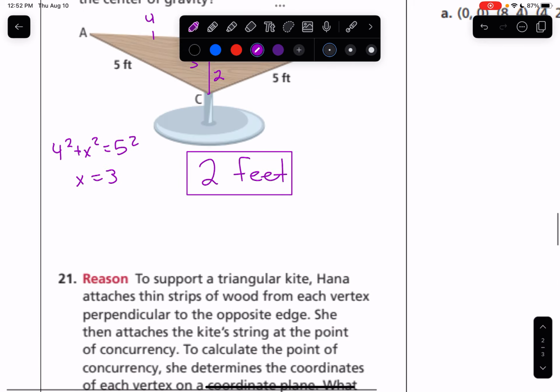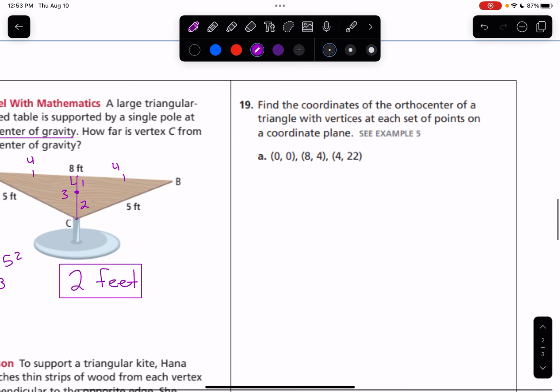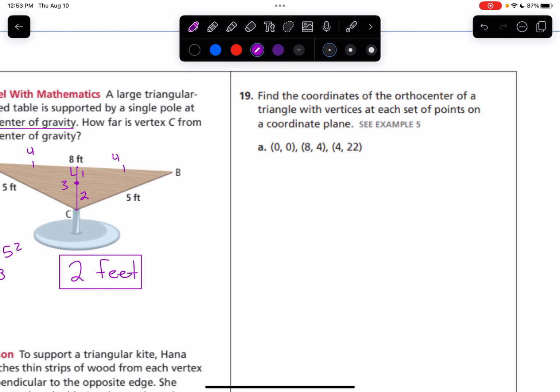Then let's do this again. Find the coordinates of the orthocenter of a triangle with vertices at each set of points on a coordinate plane. So let's name these points to talk about them. We'll call them A, B, and C. I noticed that one of my points is 0, 0. So I think it's probably going to be easiest to find the altitudes to AB and the altitude to AC, because in each of those cases, finding the first slope is going to be much easier.